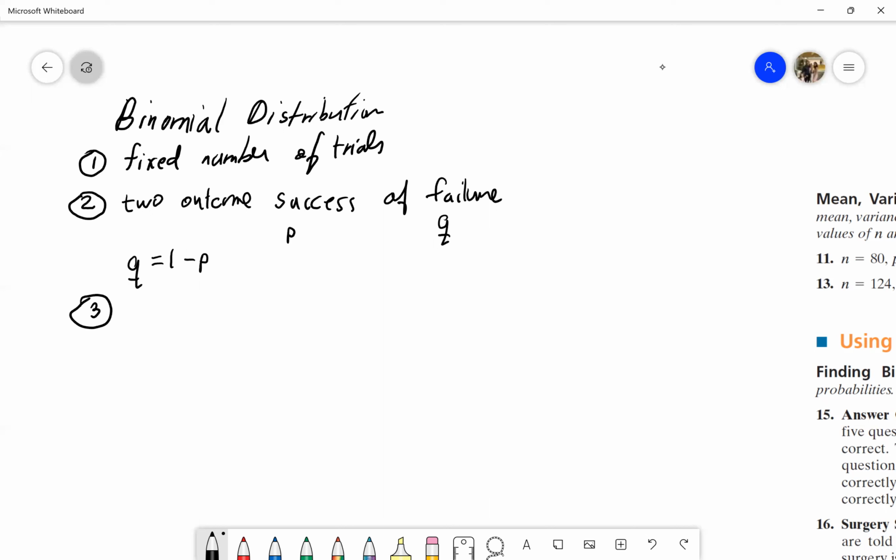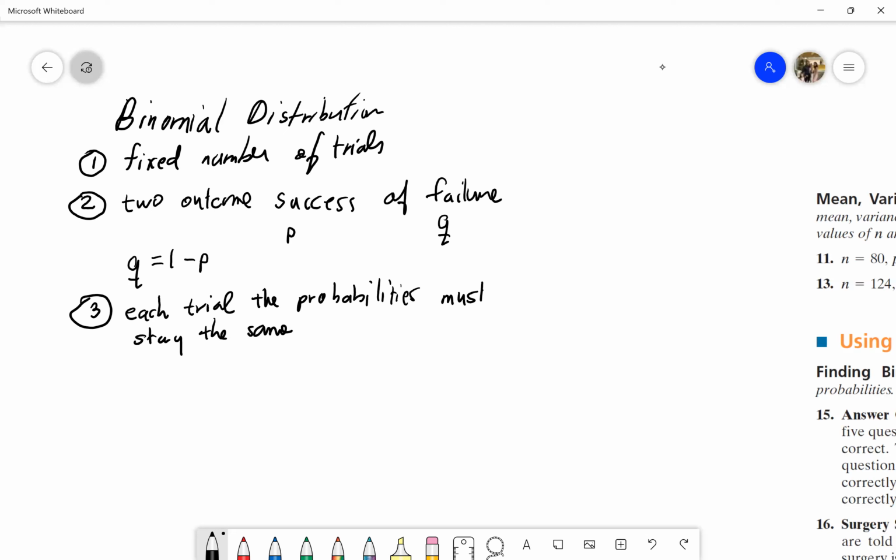All right, the third thing is each trial, the probabilities must stay the same. So, for instance, let's say you have a jar full of marbles and you're gonna pick three marbles from it and you're not gonna put any of the marbles back.